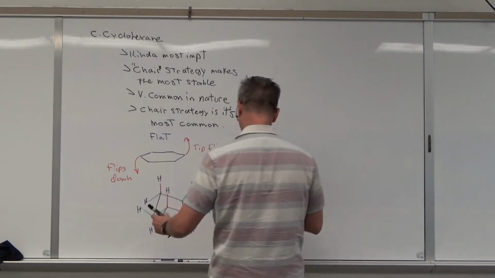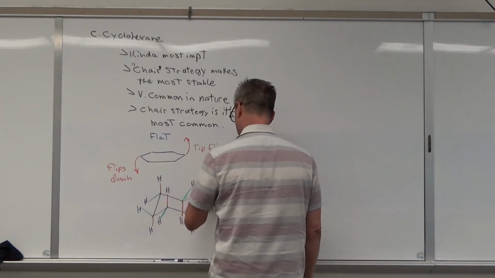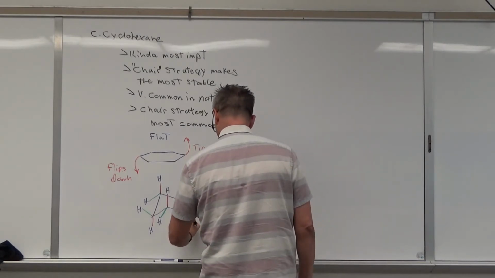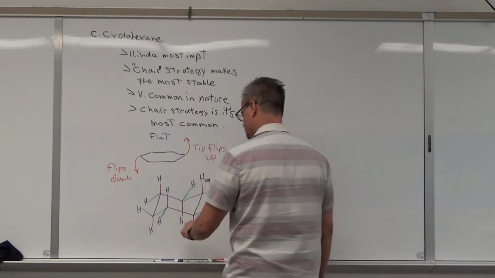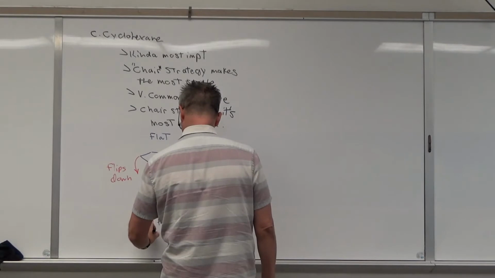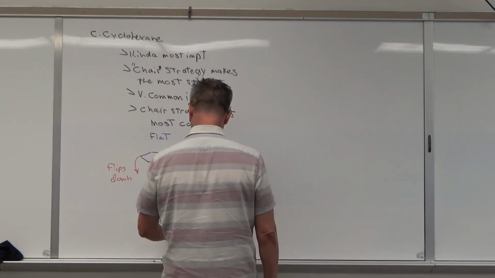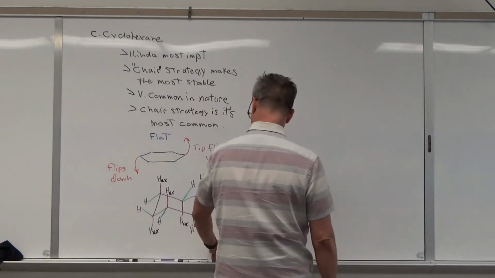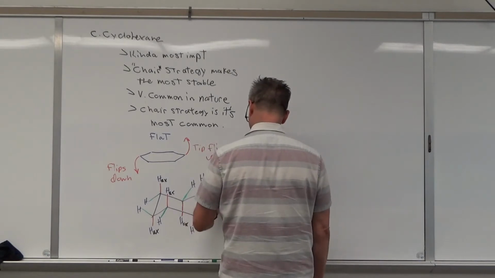Okay. Then I'm going to label all these as AX for axial. You notice as I go around the ring, it's going to be axial up, axial down, axial up, axial down, axial up, and axial down. All right, and then on all the equatorials I'll draw EQ.